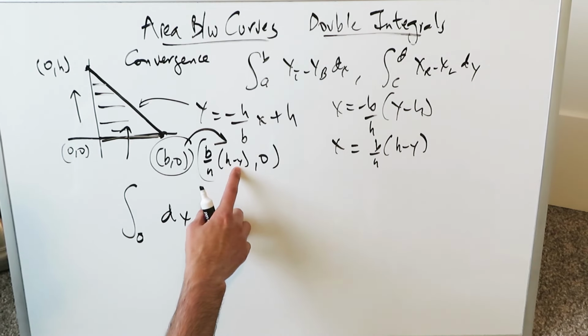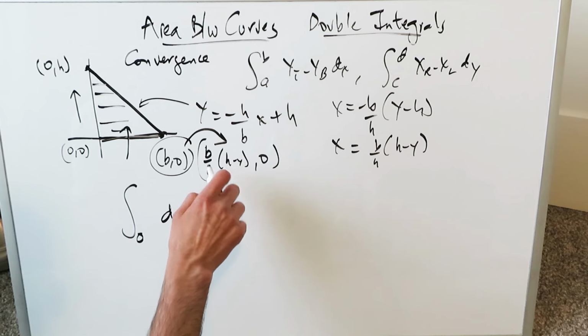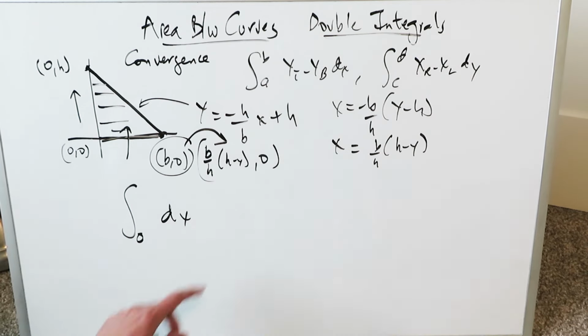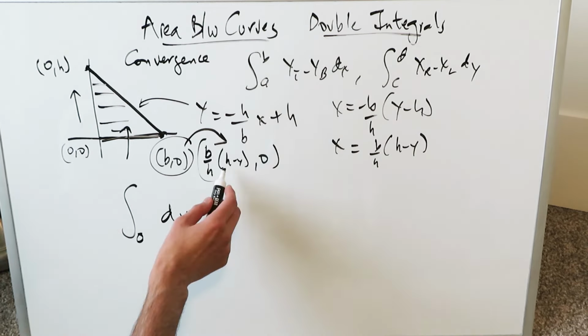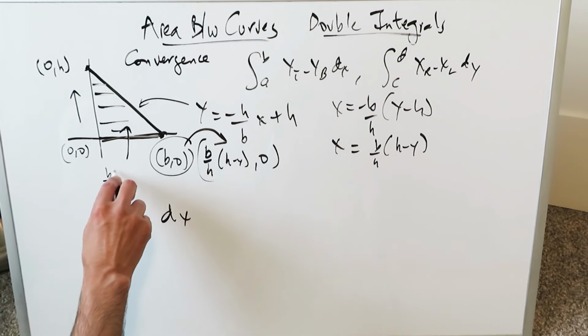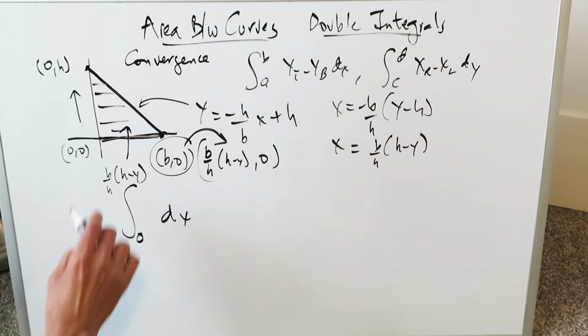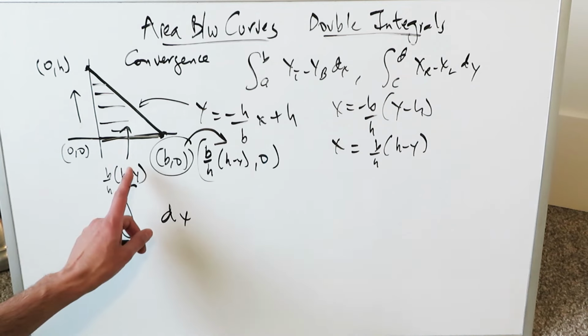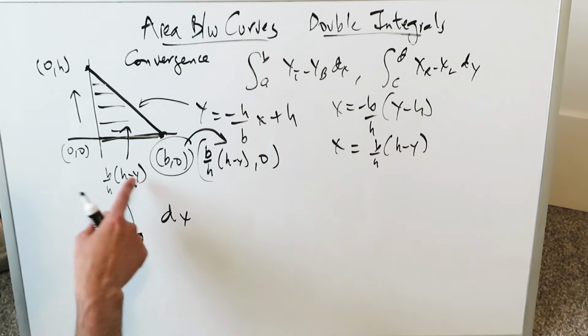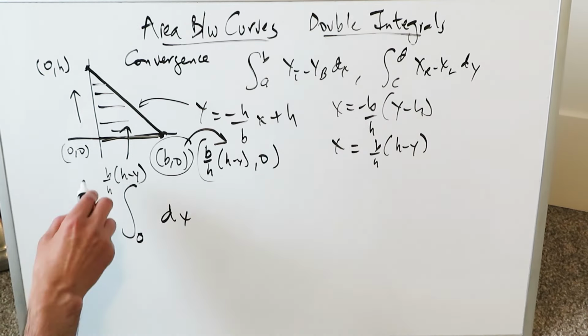When y is equal to 0, h minus y is h minus 0, which is h. The h will cancel with this h. You'll end up having b comma 0. So this upper limit is perfect. It's b over h times (h minus y), and that's my upper limit. It's no longer b. I've brought the equation into my upper limit, and that will give me everything I need.